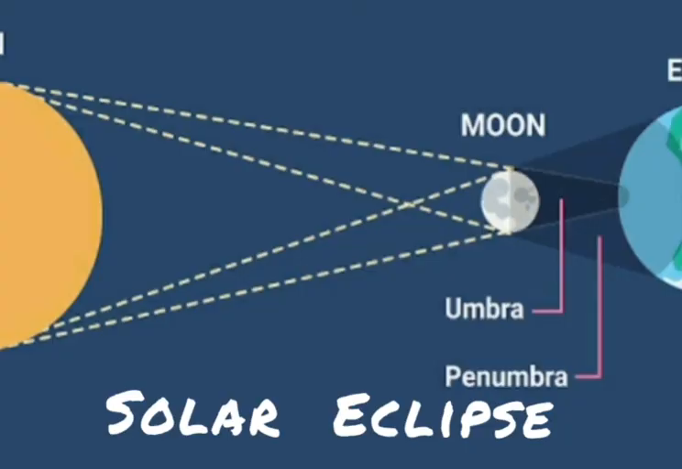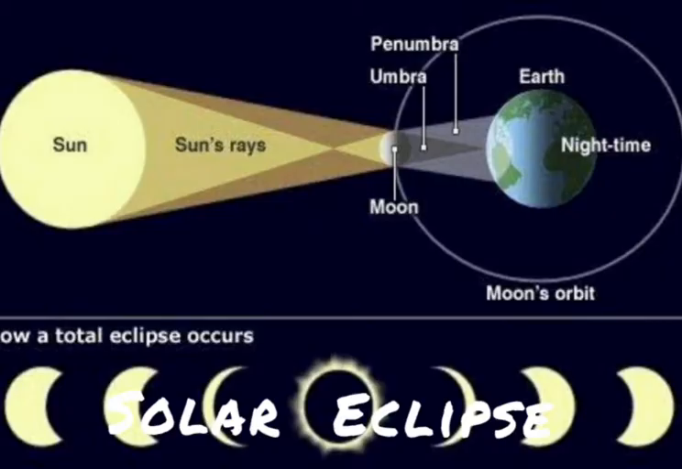In this position, the moon acts as an opaque object. Opaque object means the object doesn't pass the light through it, and the shadow of the moon falls on the earth. The region of the umbra experiences total solar eclipse, while the region of penumbra experiences partial solar eclipse. So, solar eclipse is observed on a new moon day only. Is it clear? So, when the moon comes in between the sun and the earth, it is known as solar eclipse.